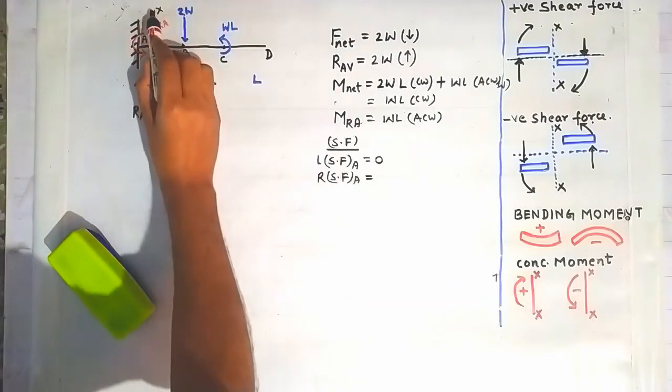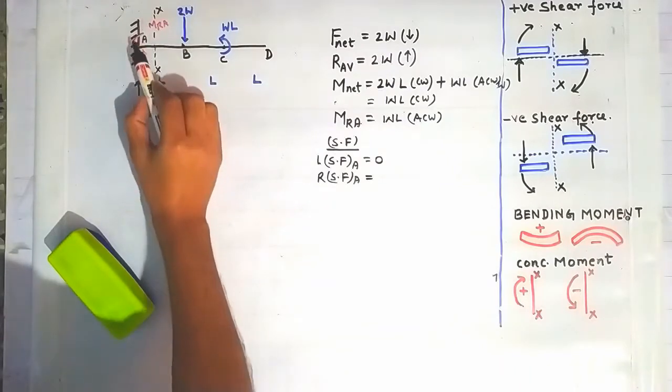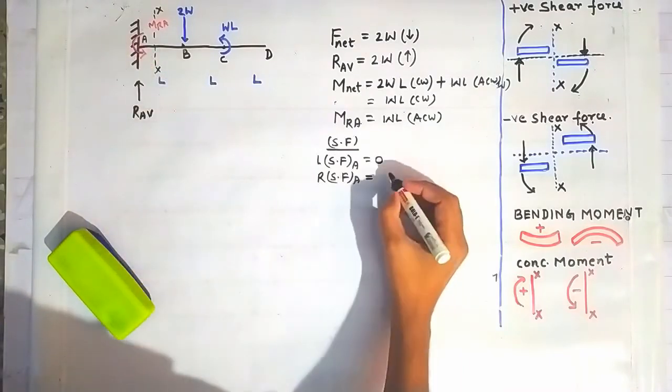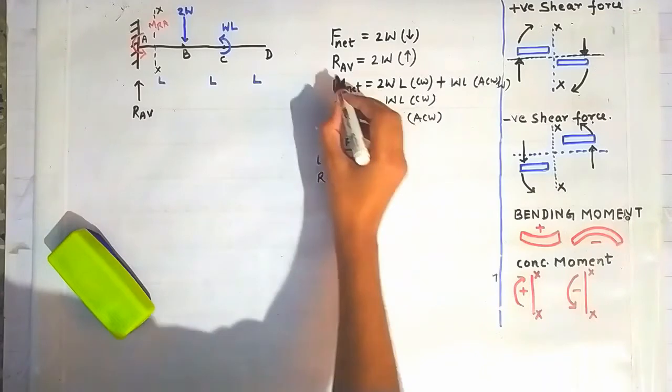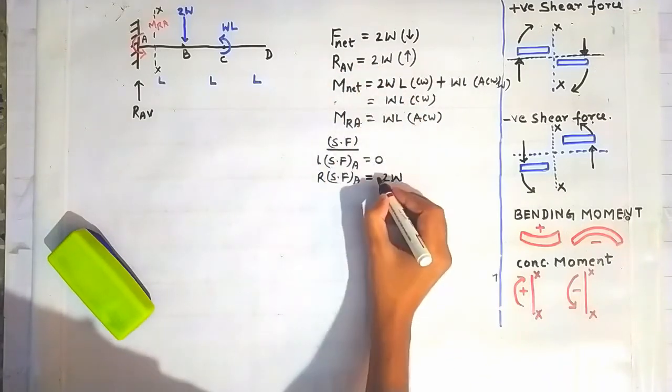Now on the left side of this section, you can see that there is a force RAB acting at the point A. So it will constitute a positive shear force of magnitude RAB, and RAB is equal to 2W. So it will give us 2W positive shear force.